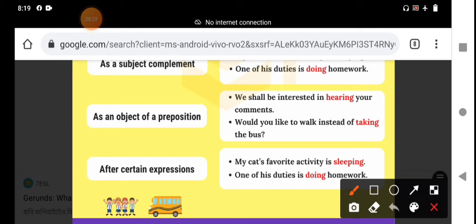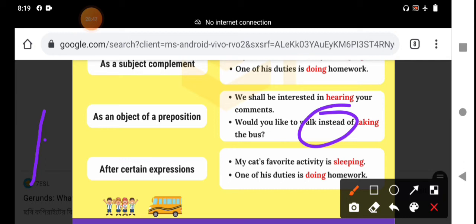Instead of is a phrase preposition. It is called a phrase preposition. Would you like to walk instead of taking the bus? After the phrase preposition, there is a gerund. It is the object of the preposition.